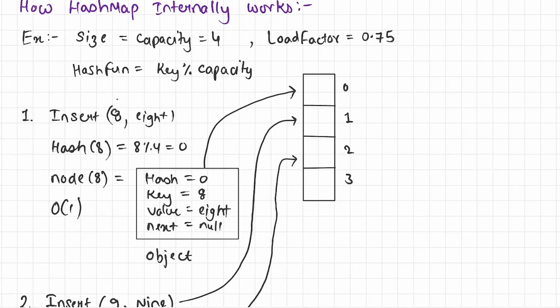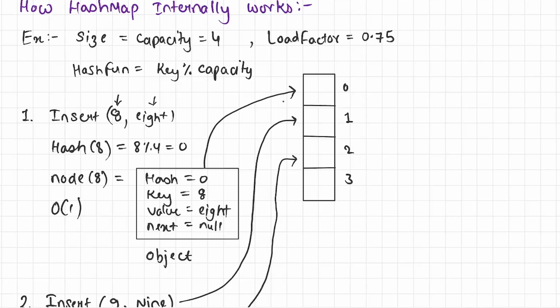Now let's try to insert one key value pair into this hash map. The key is 8 and the value is the spelling of 8. So this is our key and this is our value. Now the first thing HashMap does is compute the hash code of the key. In our case, the key is 8 and the capacity is 4, so the hash function does 8 modulus 4 and it comes out to be 0. This means this key value pair should be inserted at index 0.